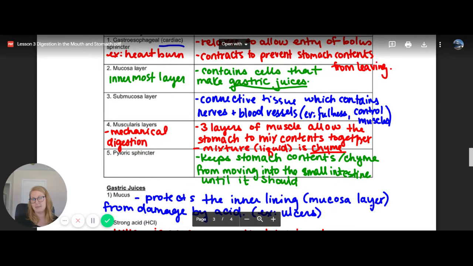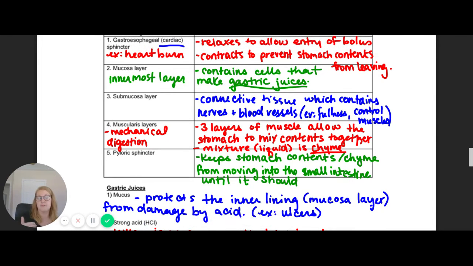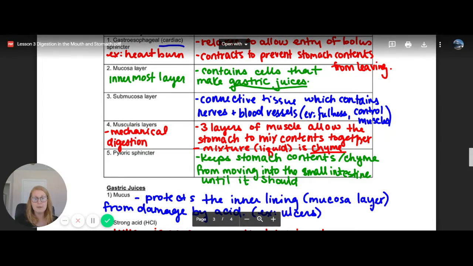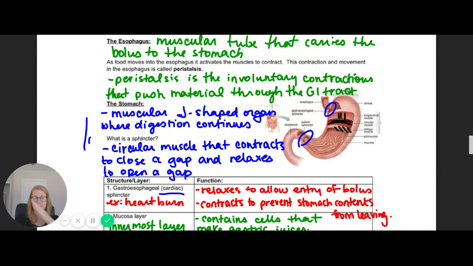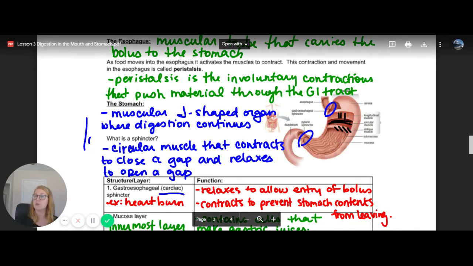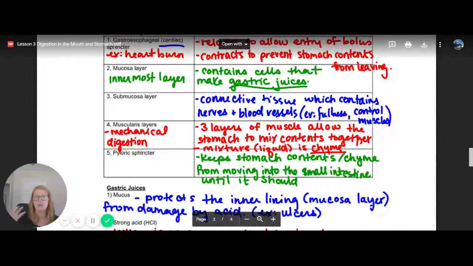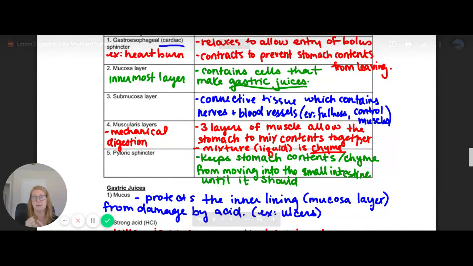As we move into the muscularis layer, there are 3 layers of muscle and they're arranged in different directions. I've labeled those at the top here, in black. We have longitudinal running one way, circular running around the stomach, and oblique running diagonally in the stomach. These layers of muscle, their job is to start churning that partially digested food.